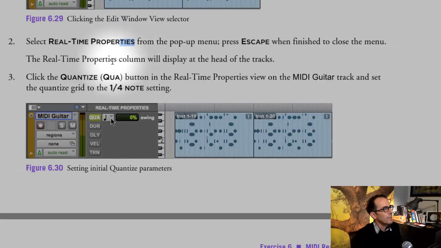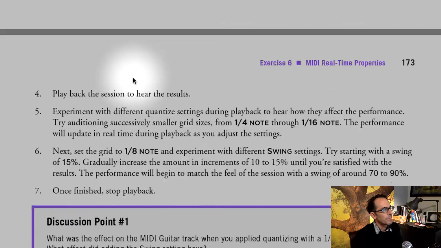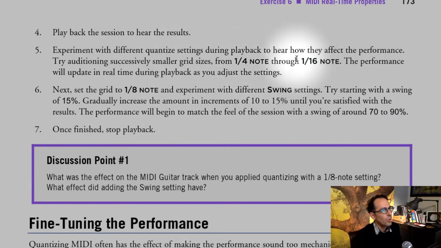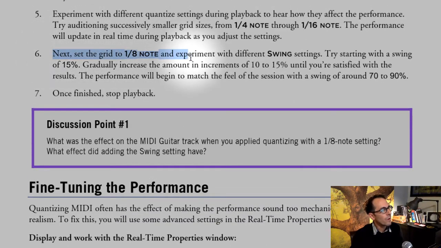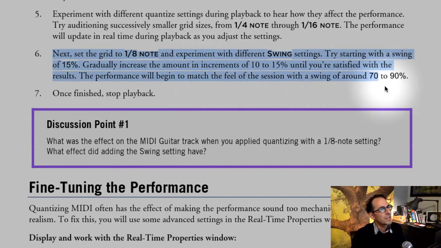Okay, so we played around with this. We did quarter note setting. It said to play around with quarter note, 16th note. The performance will update in real time. As you're listening to this, it might sound a little robotic, a little mechanical. So this is where we're going to start throwing some realism back into it. We don't want it to be so on the nose that it sounds mechanical. We want something in between. So let's see what the exercise tells us to do.